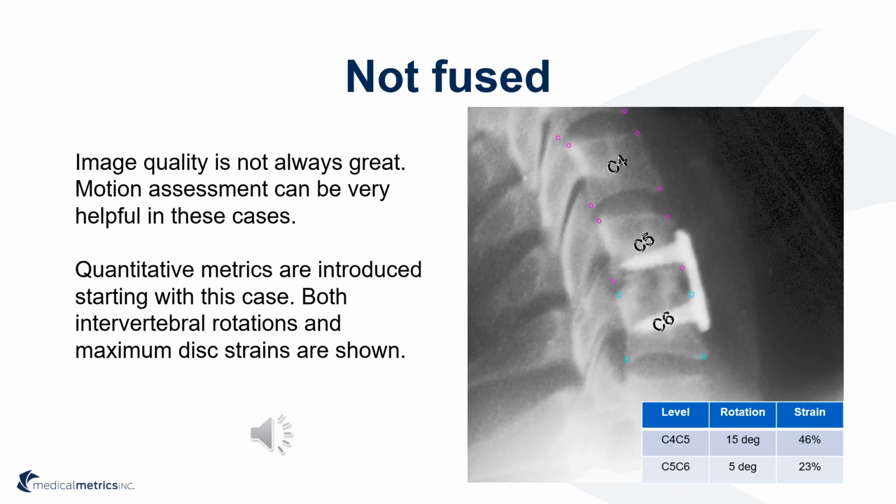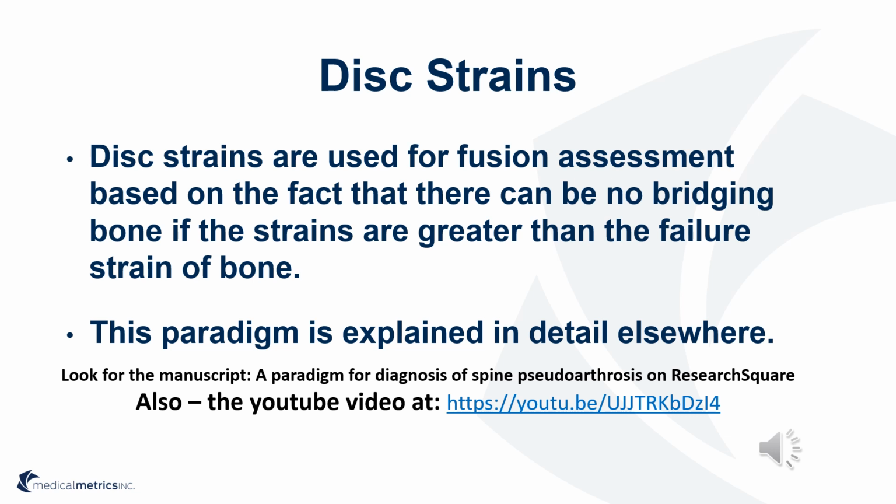Quantitative metrics are introduced starting with this case. Both intervertebral rotations and maximum disc strains are shown. Disc strains are used for fusion assessment based on the fact that there can be no bridging bone if the strains are greater than the failure strain of bone.